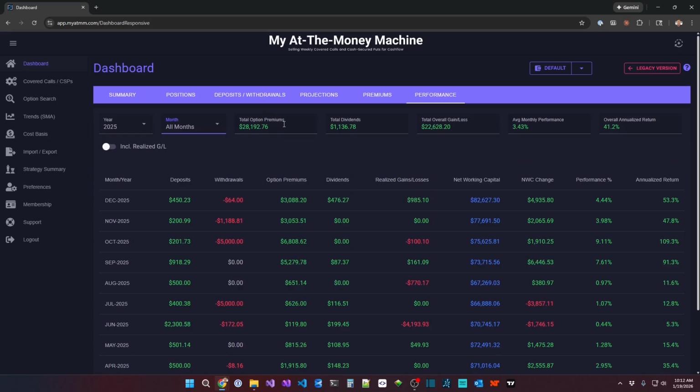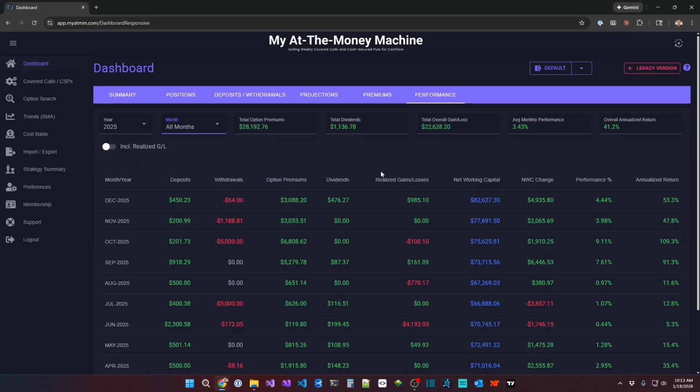The next field is the total options premium. So this is all of the premiums that you've collected for this period of time that you have selected. It shows the total, and then also the total dividends, and also the overall, which is, you'll notice that 28 plus 1 should be 29, but the total overall is showing less than that. The reason is because it's deducting withdrawals. It's actually accounting for your deposits and your withdrawals, and not the realized gains or losses. That's what this toggle is for.